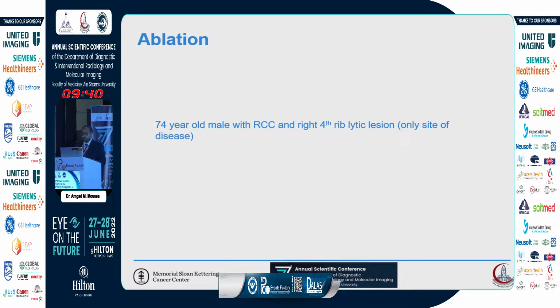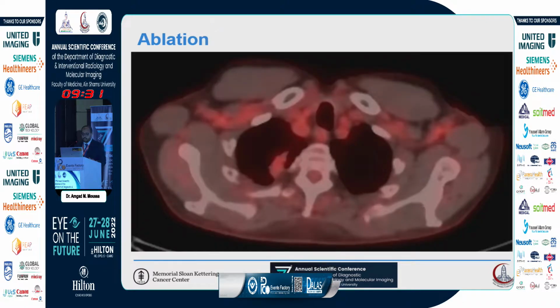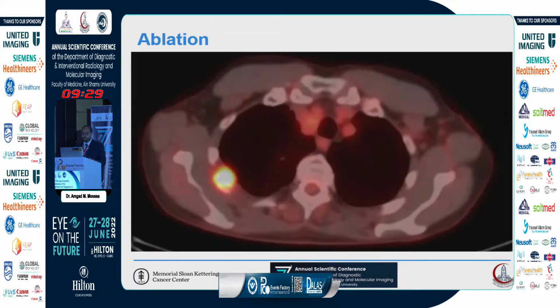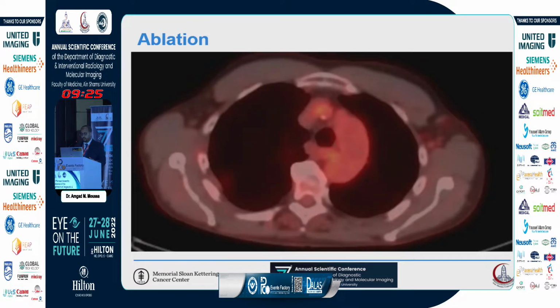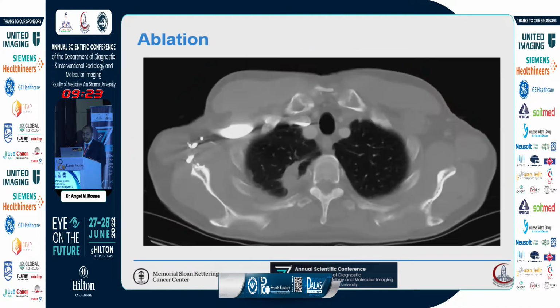This is a 74-year-old male who had RCC, and he had a right fourth rib lytic lesion. That was the only site of disease at that time. It was FDG avid. This was the site. It was previously radiated with essentially no response, and so the patient was referred for a possible cryoablation.